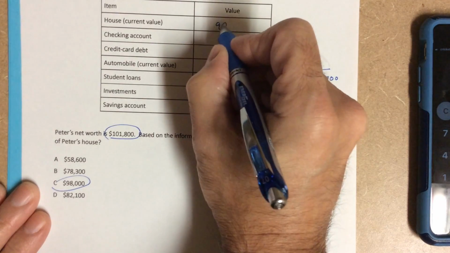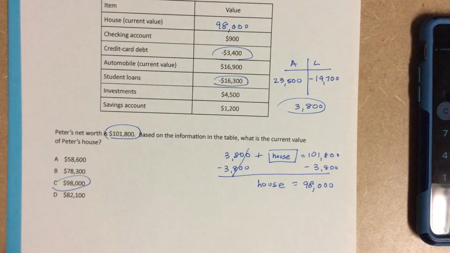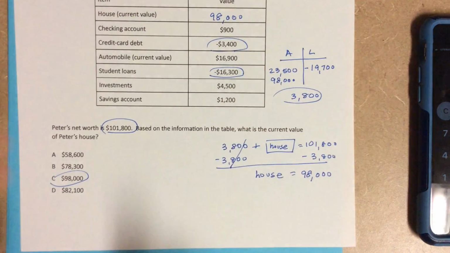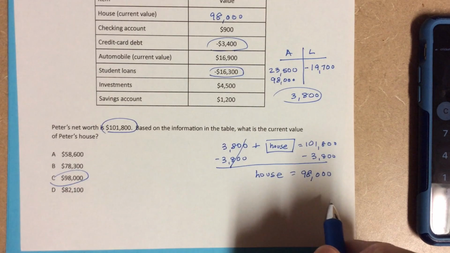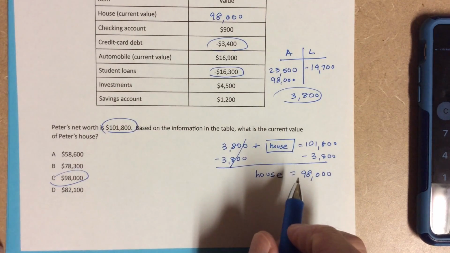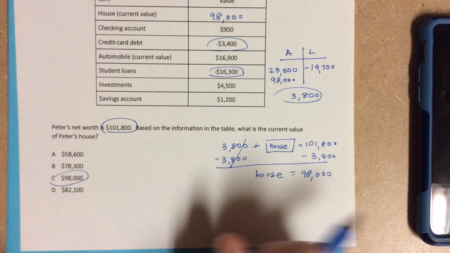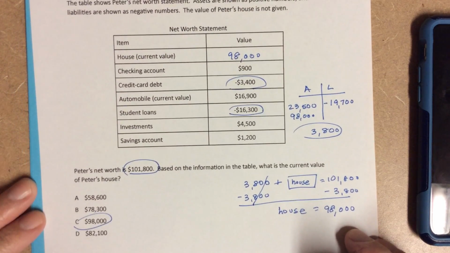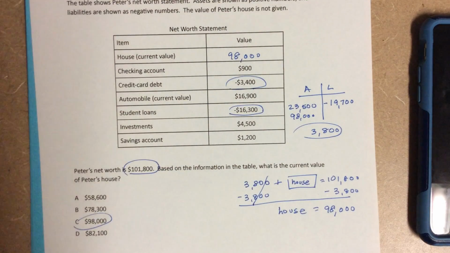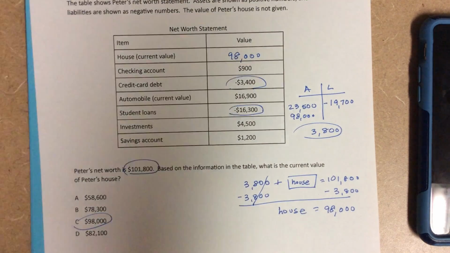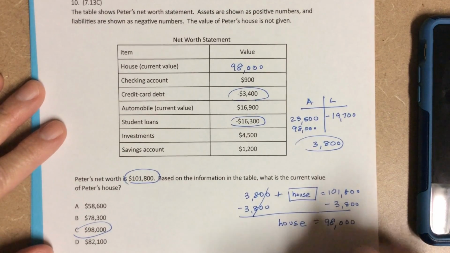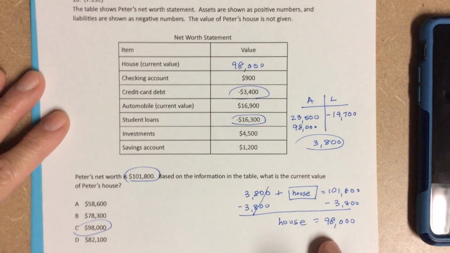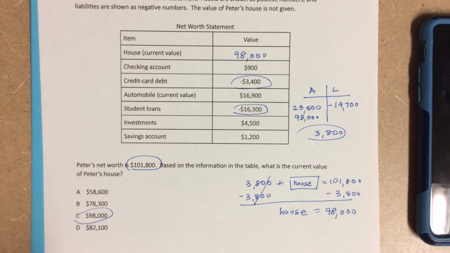Now you could plug it in there. You could have guessed and checked. You could plug it in there and you could add the $98,000 to his assets and you'd find that it would still be $101,800. So you could have guessed and checked, and it just would be an addition and subtraction problem. A few steps. The most important thing is for you to read carefully, establish a process, follow through on it, and check your answer. Read the question again, make sure you're doing the right thing. Hope this helps.